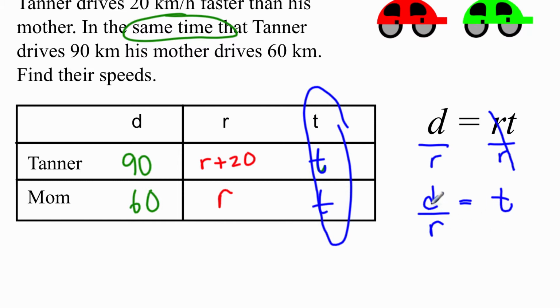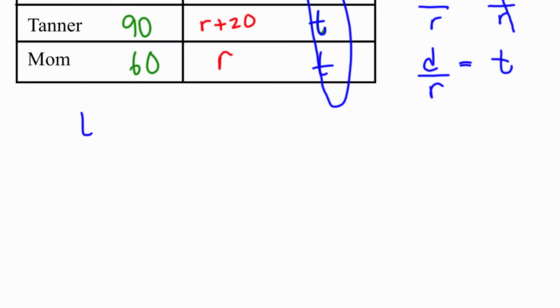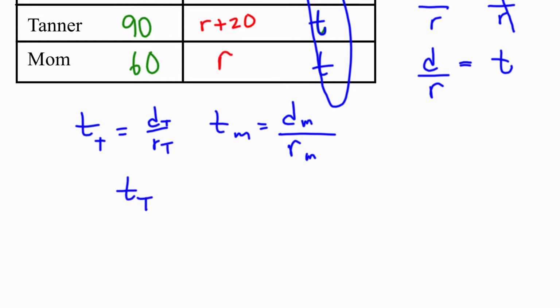Now, the time that they take is the same. So if I were to write this formula, the time for Tanner is equal to a distance over a rate. And the time for the mother is equal to the distance that the mother travels, divided by the rate that the mother travels. Over here I could have used T for Tanner, his distance and his rate. But the time that Tanner takes is the same as the time that the mom takes. So this and this are the same. So it means that this one and that one are the same.